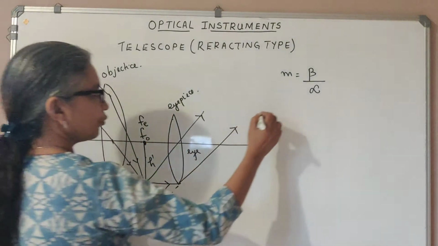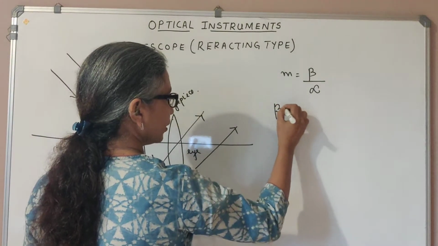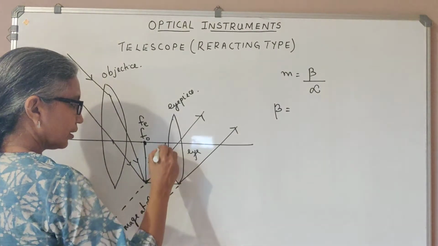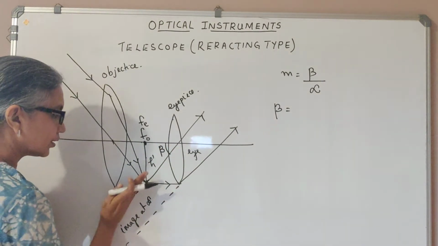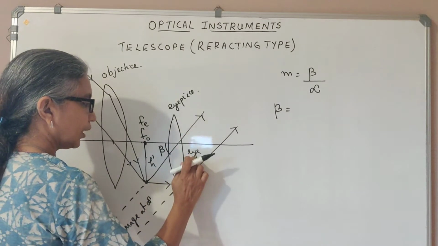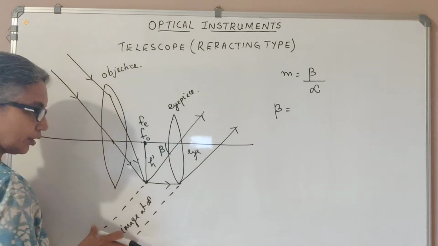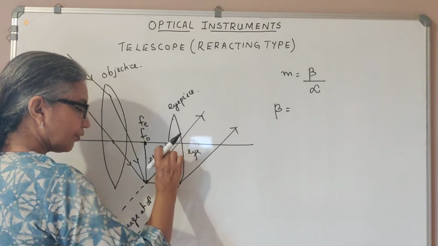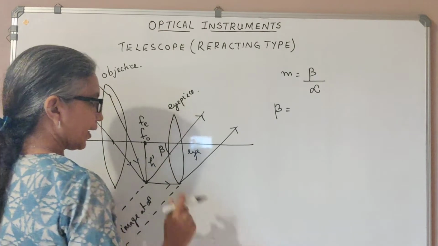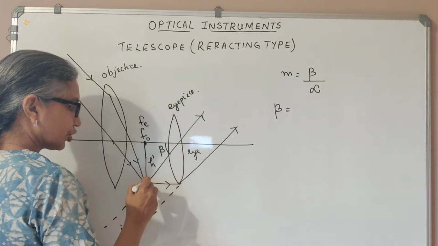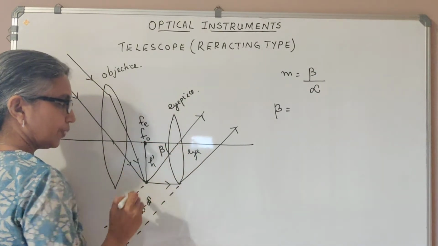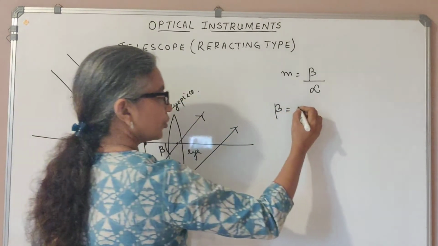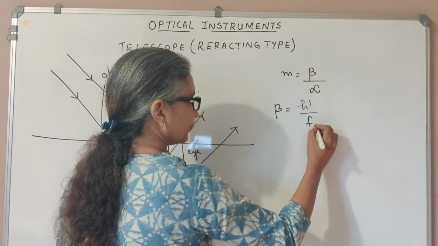So here if I want beta, I may take this triangle here. This is going to be beta because this is the angle subtended by the image at the eye when it is formed at infinity. So, tan beta will be, opposite side is h dash, and this adjacent side will be Fe. From here till here is the focal length of the eyepiece. So this will be h dash by Fe.